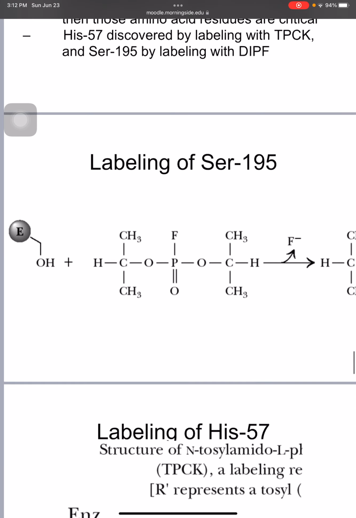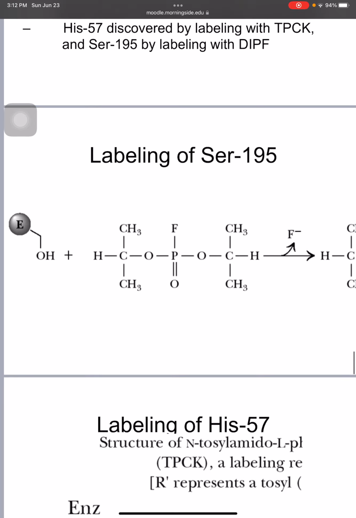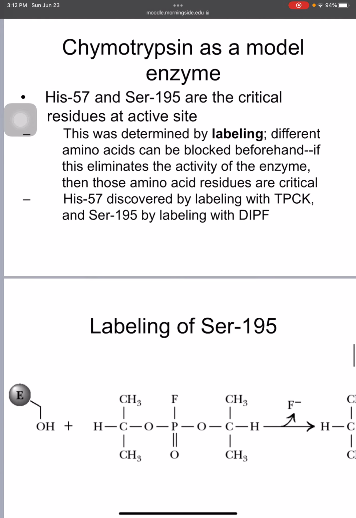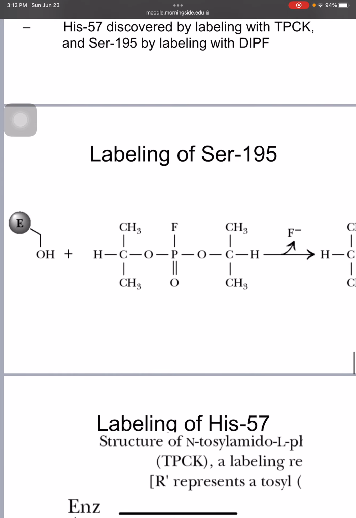Serine 195 was blocked off by something called diisopropyl phosphofluoridate, or DIPF for short. Basically what that did was it reacted the OH on the serine with a phosphate group and made a phosphate ester, right?